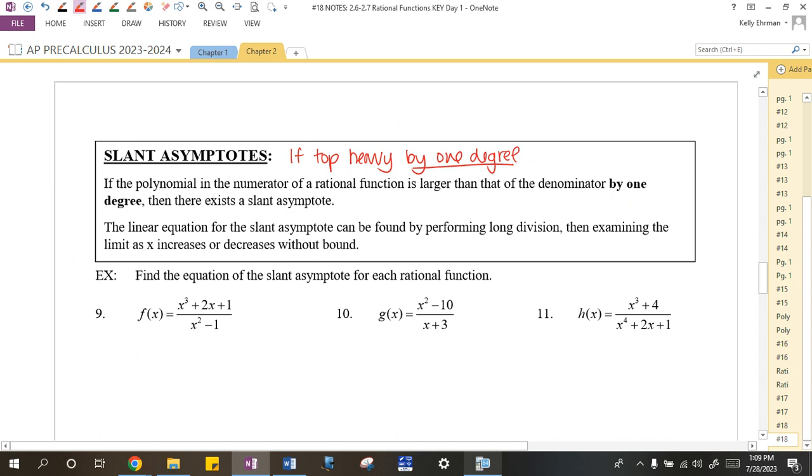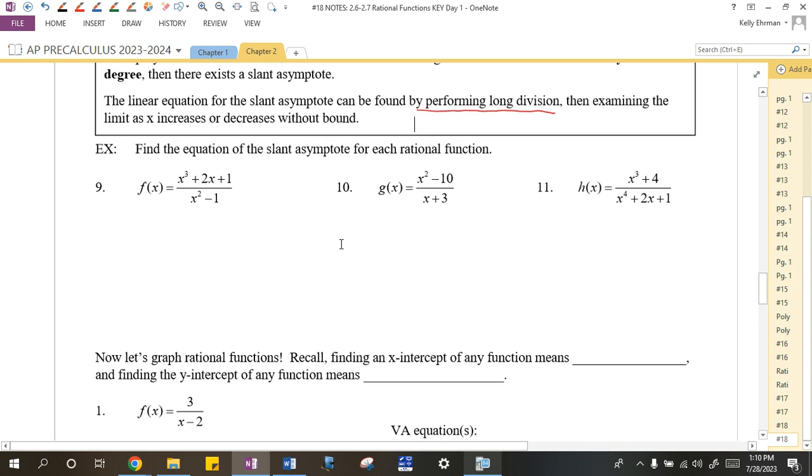How do you find it? It's going to be a linear equation. You can find it by performing long division, or synthetic if it applies, but long always works. And then you can examine the result that you get. You're basically ignoring the remainder, but we'll talk about that, examining the limit as x increases without bound. First, let's just do the division. So top heavy by 1 degree, yes, x cubed over x squared. Long division, remember you've got to put in some placeholders here.